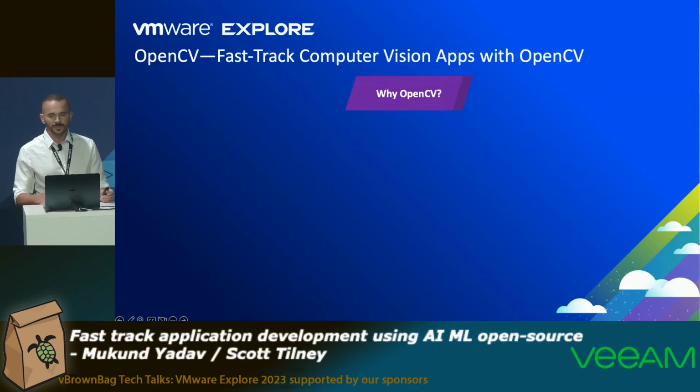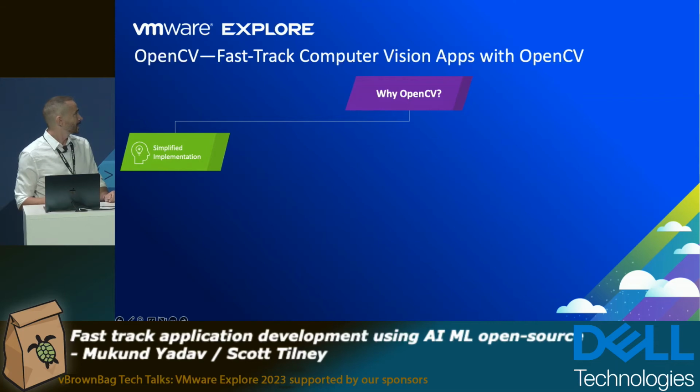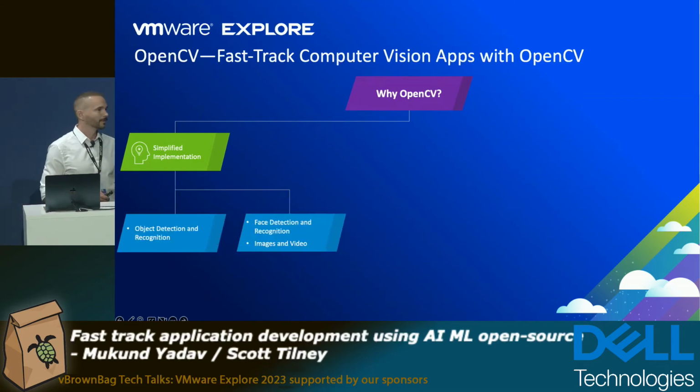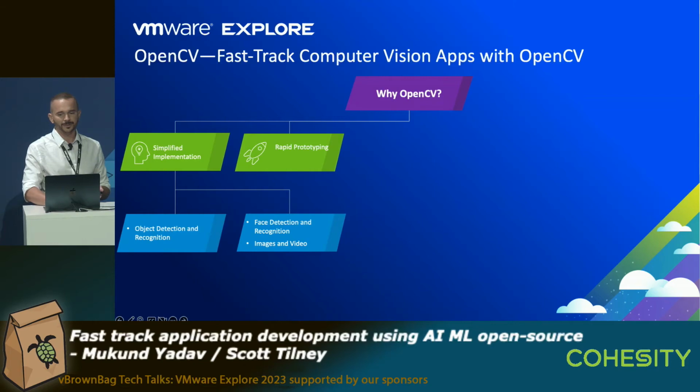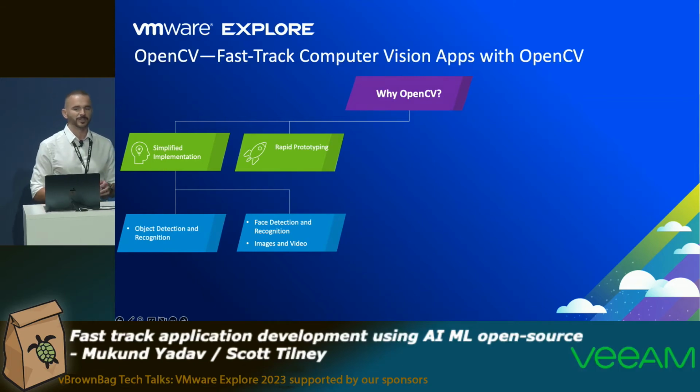The first one is OpenCV. OpenCV is a powerful open source library for computer vision and image processing tasks. It has a simplified implementation. It provides a vast array of pre-built functions and algorithms for object detection and recognition, facial detection and facial recognition in both video and images. With OpenCV, you could do rapid prototyping. So developers can quickly create prototypes and proofs of concepts, enabling fast iteration and refinement.